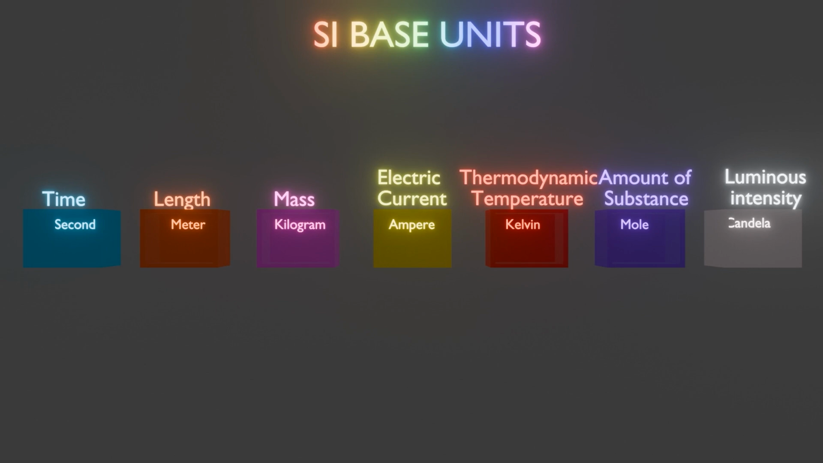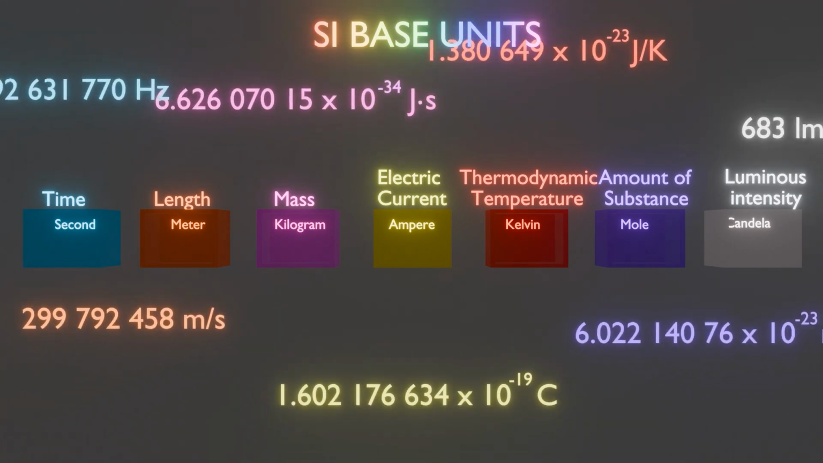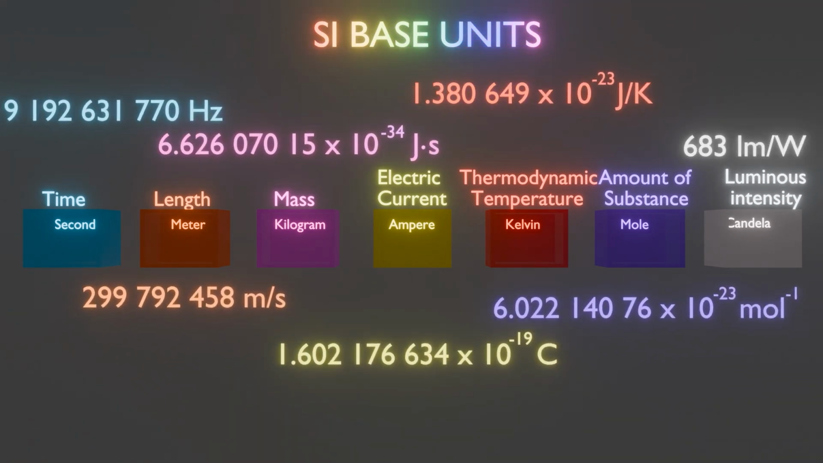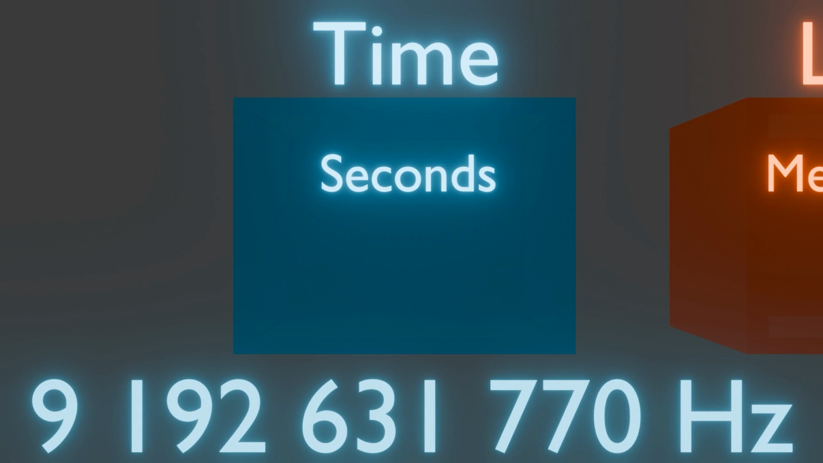They're all defined by physical constants of the universe, so they will never change, and the goal of SI is for these units to be able to be used forever to describe everything. So let's go over these 7 base units. First of all, time and the second.